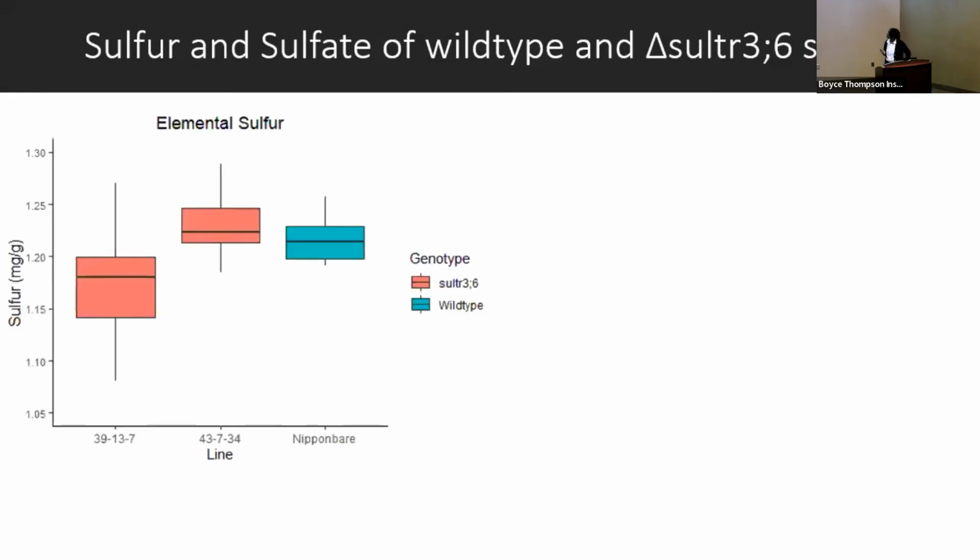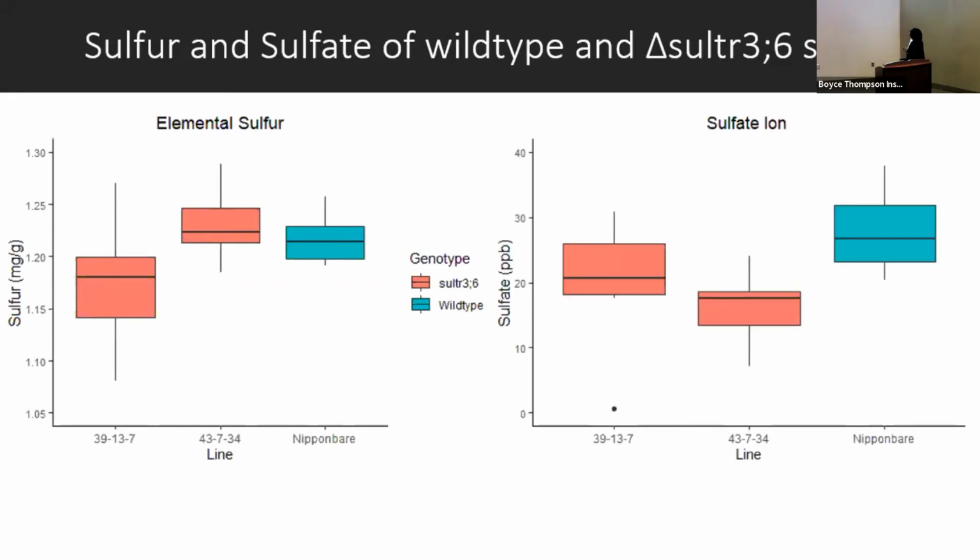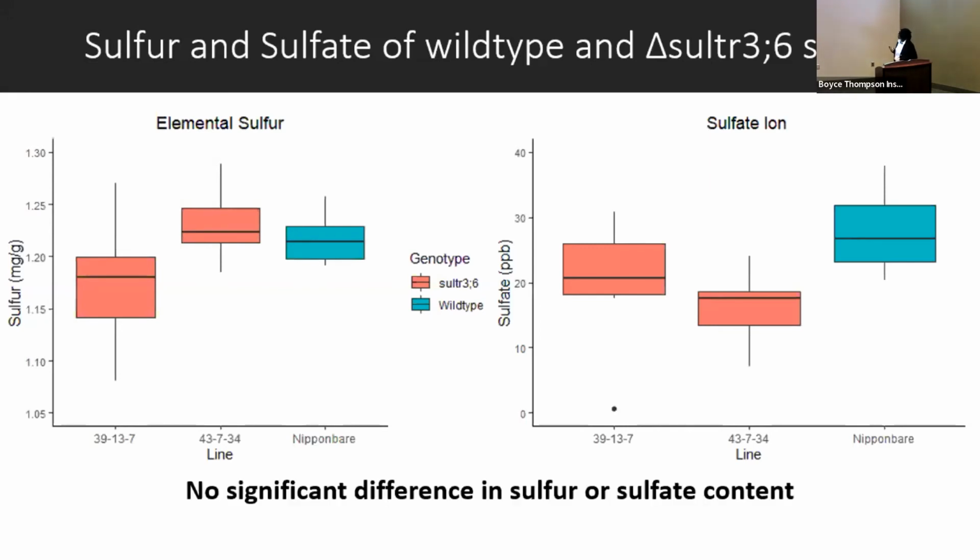Here you'll see our wild type is labeled in blue, our mutants are labeled in red, and on the y-axis, you'll see the elemental sulfur content measured in milligrams per gram. Our second graph is very similar, except the sulfate ion content is measured in parts per billion. After running our t-test, we saw there is no significant differences in the elemental sulfur or sulfate ions in the two seed lines. This supported the results of our initial germination assays and leads us to believe that Sulfur 3,6 likely does not encode for a sulfate membrane transporter.